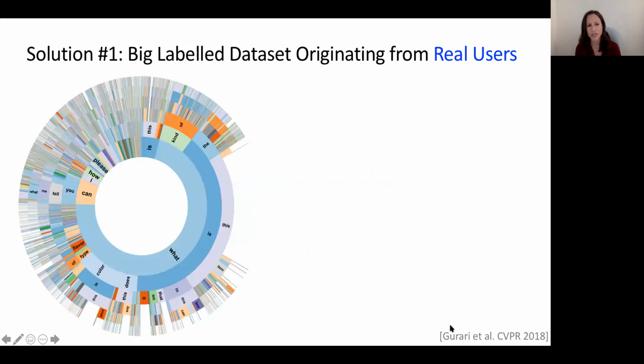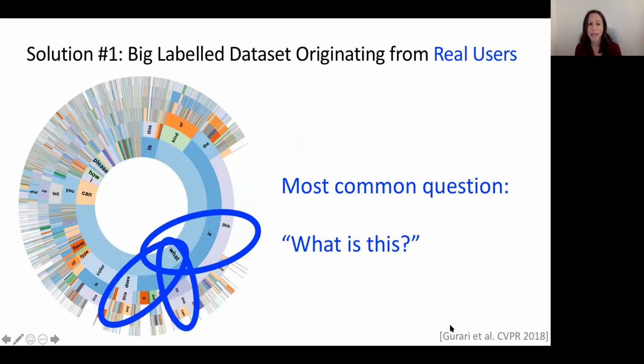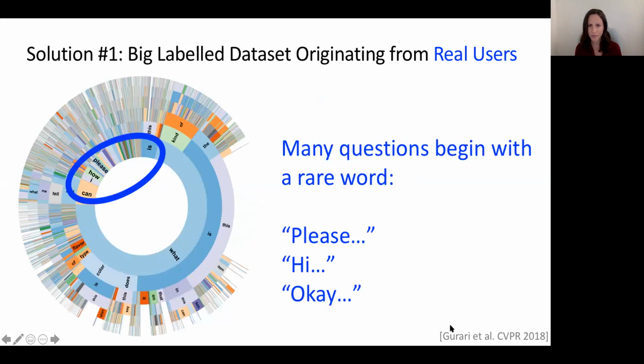In terms of questions, we also looked at what the span of questions looks like, and we found that the most common question is, what is this? We also saw that common questions included, what is in this can? What does this say? And what color is this? Many questions also begin with a rare word. So people had been quite conversational sometimes with providing their visual questions, and would start those with things like hi, please, and okay.